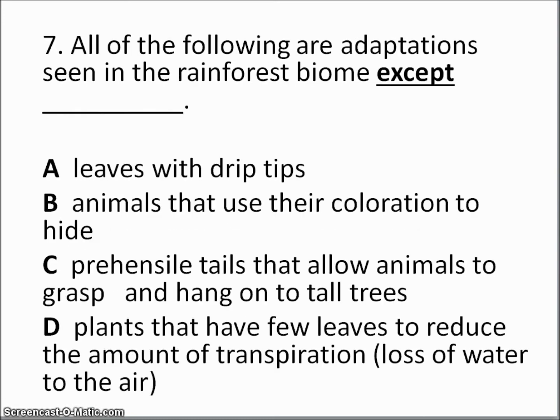Question 7. All of the following are adaptations seen in the rainforest biome except blank. A, leaves with drip tips. B, animals that use their coloration to hide. C, prehensile tails that allow animals to grasp and hang onto tall trees. Or D, plants that have few leaves to reduce the amount of transpiration or loss of water.